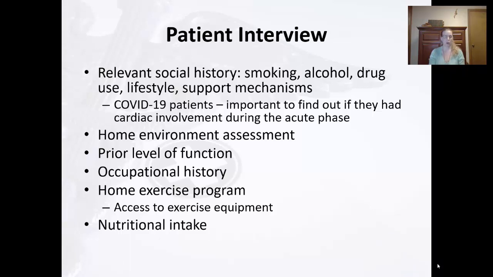We want to know what their home environment is like, what their prior level of function is. If they are currently working, we need to know what their job is and what they will be expected to do in order to return to work. We need to know if they have a home exercise program, and if so, what are they doing? What access to exercise equipment do they have? And what their nutritional intake is.